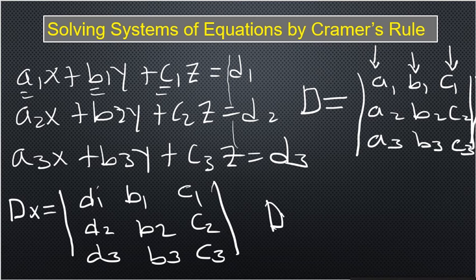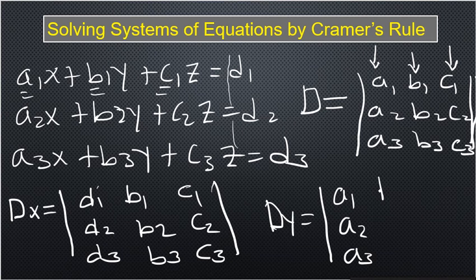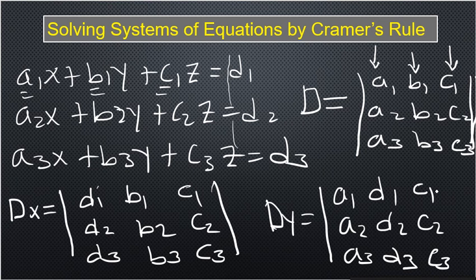Again, we need to find Dy. For Dy, the second column will be replaced by the constants. But the first column, A1, A2, A3, will remain as it is. And D1, D2, D3, you see the second column is replaced. And then C1, C2, C3, the third one, nothing is changed here.